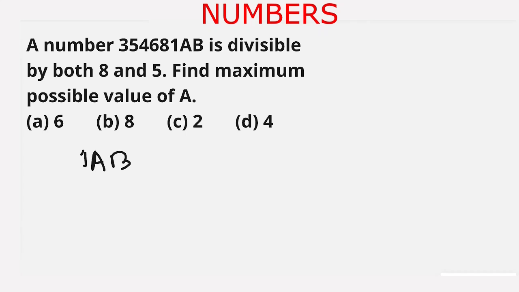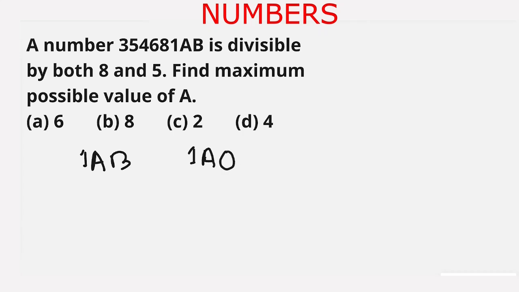If it has to be divisible by 8, then the number must be even. Since it has to be divisible by 5, B can have only two values, which are 0 and 5. But if it is divisible by 8, then B cannot be 5, as the number will become odd and it will not be divisible by 8. So B can only be 0. The number can now only be 1A and 0.